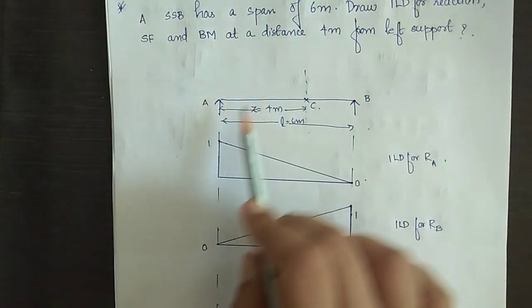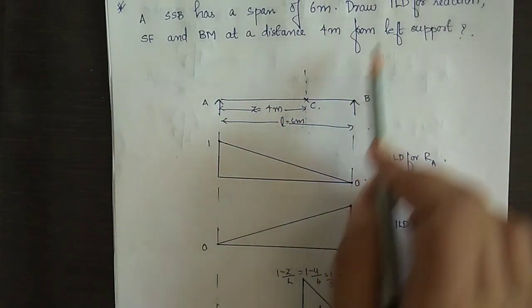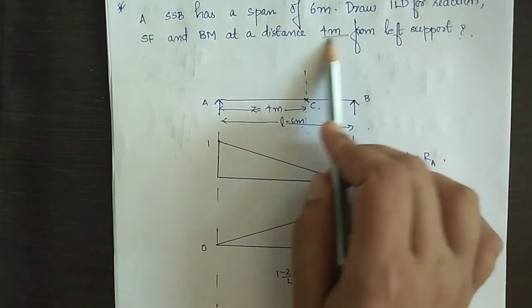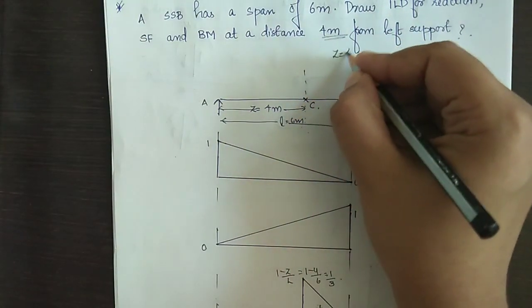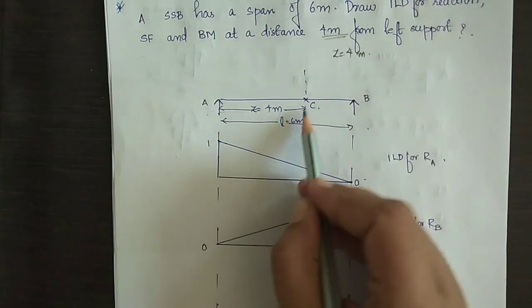I have drawn a simply supported beam AB of span L is equal to 6 meter. And it is asked to find out the ILD for reaction, shear force and bending moment at a distance 4 meter. That is, a section is at 4 meter distance from support A.